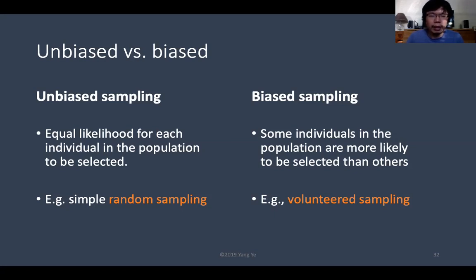So biased sampling, on the other hand, creates a situation where some individuals are more likely to be selected than others. Now, there can be many reasons for that, but that's the effect. If it's biased, it means that some of the individuals in the population are more likely to be selected. For example, in the case of volunteer sampling, if you ask people to volunteer for a political poll, then you already created biased sampling, because those who volunteer may have certain features that those who don't volunteer lack.